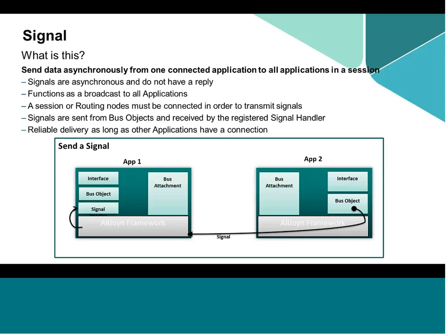And so when that signal comes across, the AllJoyn framework is going to look at the message and say, hey, I have an application that's registered to receive this. Let me pass up the message to that application, and then the signal method will be executed.